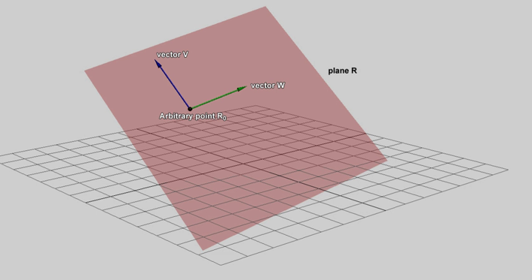Euclid never used numbers to measure length, angle, or area. In this way, the Euclidean plane is not quite the same as the Cartesian plane. A plane is a ruled surface.